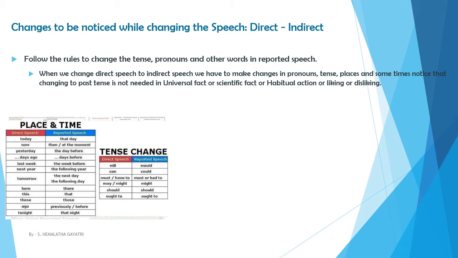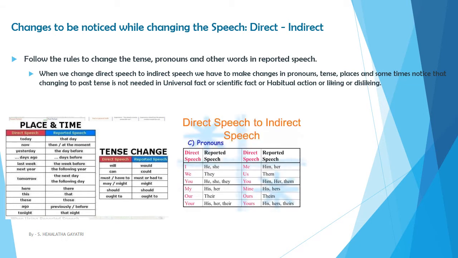Okay, remember them. Then you have to even change the tense, like will change to would, can, could, must, have to will change to must and had to, may or might, should will be should, ought to will be ought to. So always remember the tense will be the next past tense.